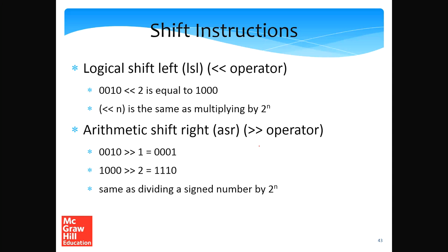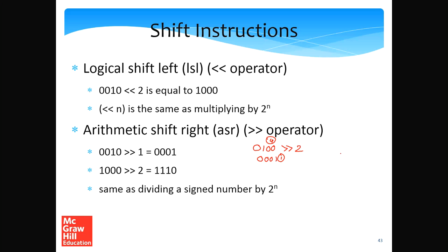So let's again consider a 4-bit system, and let's consider 0 1 0 0. So this is equal to 4. Now let's right shift it by 2 positions. We'll get 0 0 0 1. So this number was 4 and this number is 1. So we see that division holds.